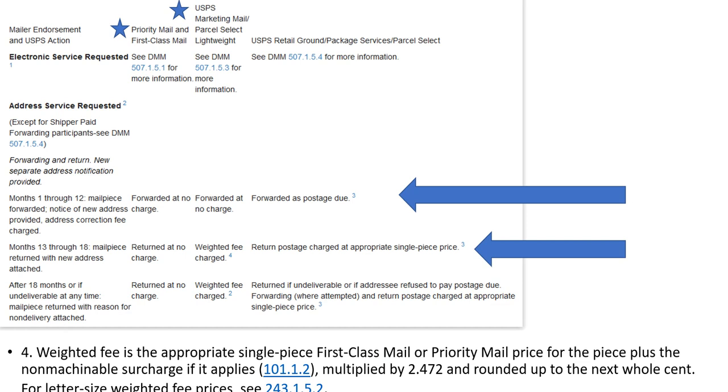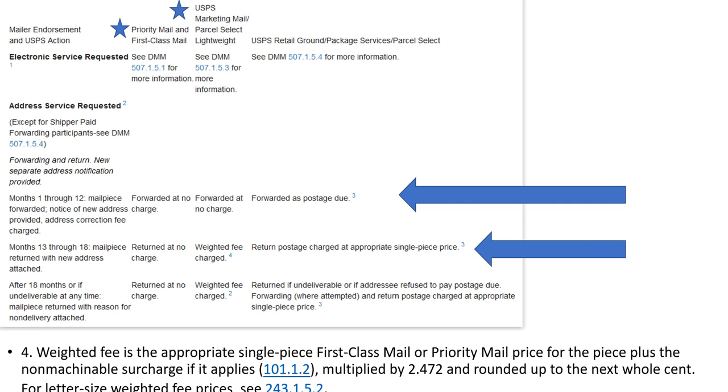Now, this is an example of how you can use a service type and it might cost you a fee. So if you'll notice, electronic service requested, first class mail, USPS mail, generally those are not going to carry a fee. When you get down to address service requested, with first class mail, you're never going to have a fee. With address service requested on marketing mail or standard mail, for the first 1 to 12 months, it's forwarded at no charge. From months 13 to 18, there is a weighted fee. Usually the return postage is approximately what a first class rate would be. And then after 18 months, you have a new set of rules.